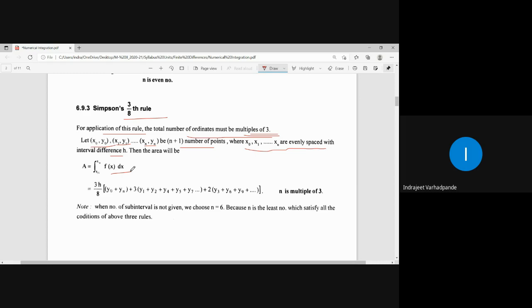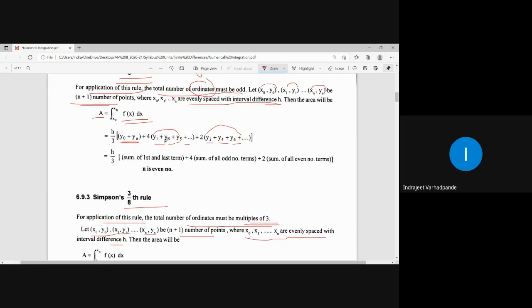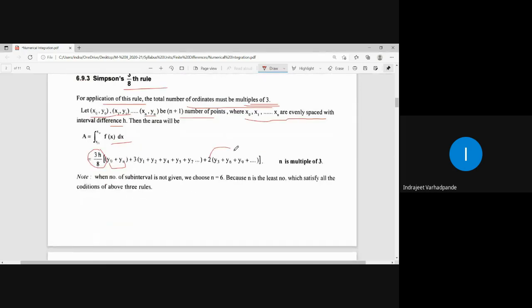It was 1/3 so h by 3; here it is 3/8 so 3h by 8. The addition of the first and last terms remains as it is. Here, how it was in Simpson's 1/3: 4 multiplied by odd, 2 multiplied by even. Here it is 2 multiplied by the terms that are multiples of 3, and the remaining will be multiplied by 3, all that is left. So that is, n is a multiple of 3. 2 multiplied by whatever terms are multiples of 3: y3, y6, y9. 3 multiplied by all remaining terms. There is no odd or even here. Whatever the combination, you can do it.